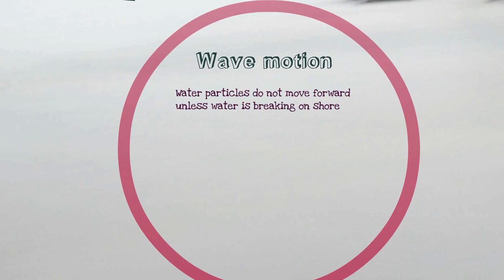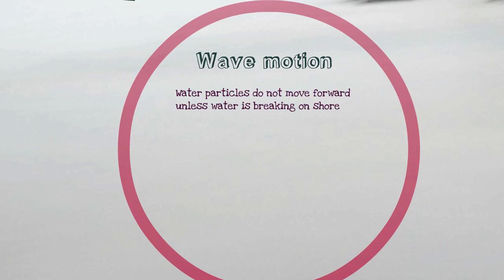So wave motion, this is kind of a difficult one to understand. We'll do a simulation in class where you guys can check this out. Water particles do not move forward unless water is breaking on shore. So if you were down at Lake Michigan and you took a tennis ball and threw it out 50 yards, that ball would bounce in place. It would move up and down as the water goes, but it wouldn't come closer towards you, because the water doesn't actually move in towards the shore.